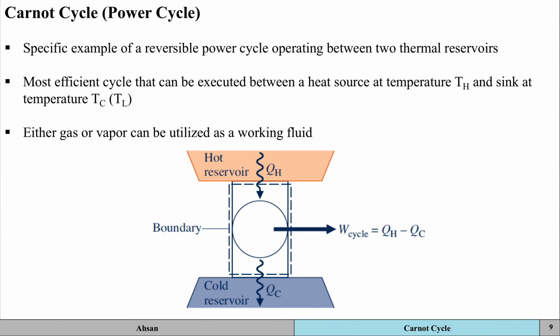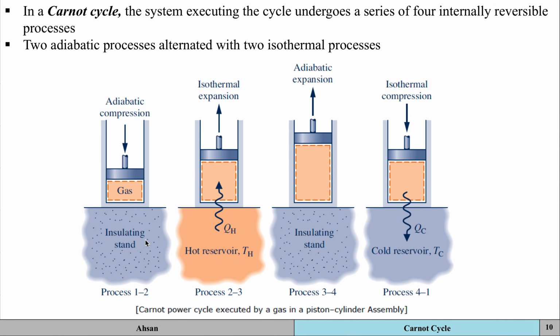Okay, so it's the most ideal kind of cycle there is. Maximum efficiency that can be achieved is through a Carnot cycle. And it's an ideal cycle. Realistically, in actual life, we cannot have a system that operates on a Carnot cycle, but I'm going to talk about that in a minute. With the Carnot cycle, we can have either gas or vapor utilized as a working fluid.